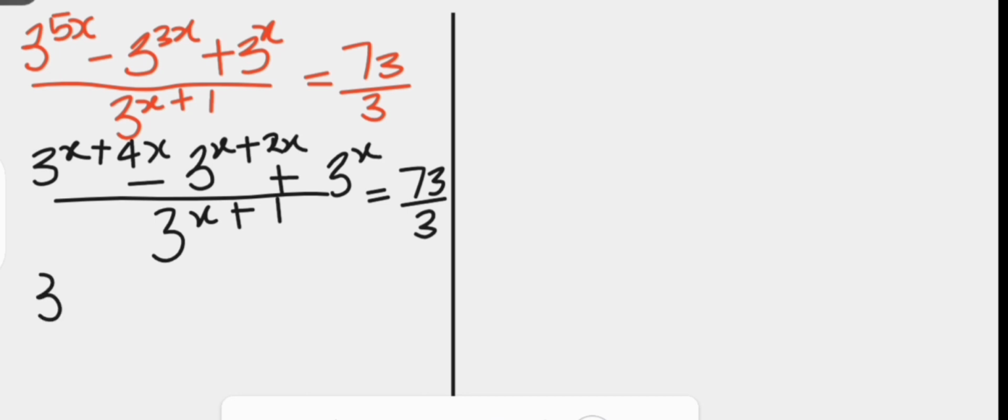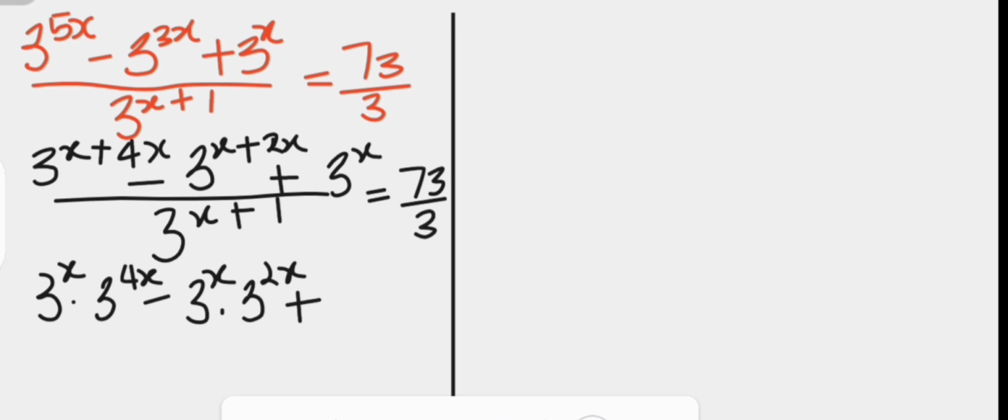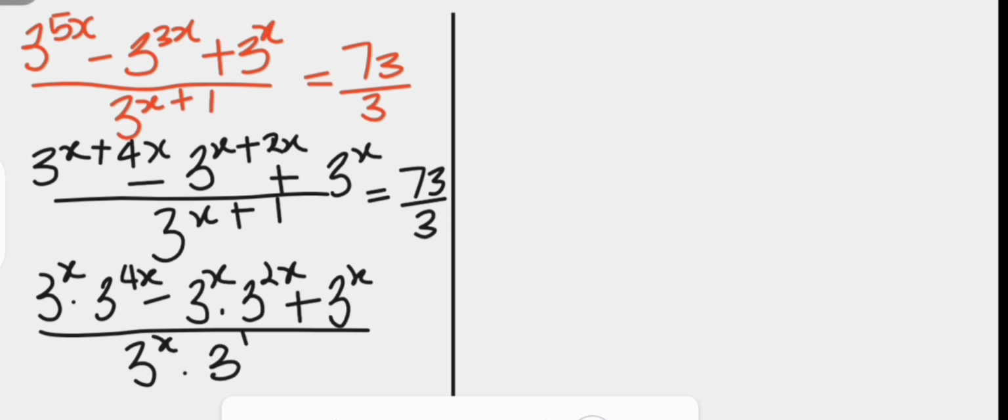as in 3 raised to the power x times 3 raised to the power 4x, minus 3 raised to the power x times 3 raised to the power 2x, plus 3 raised to the power x, over 3 raised to the power x times 3 raised to the power 1, or 3, and that is equal to 73 over 3 on the right hand side.